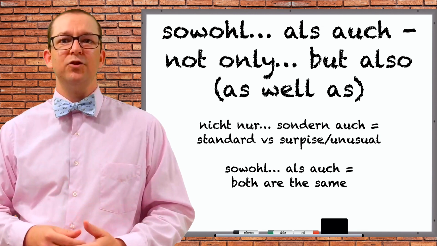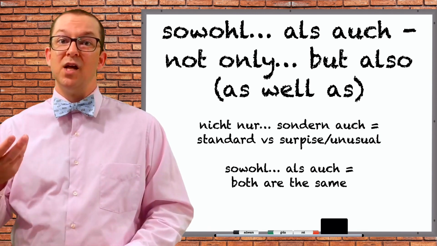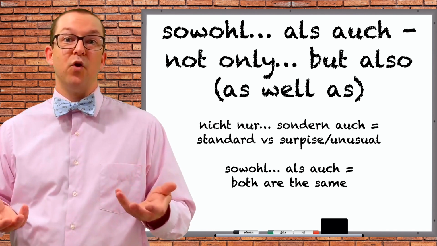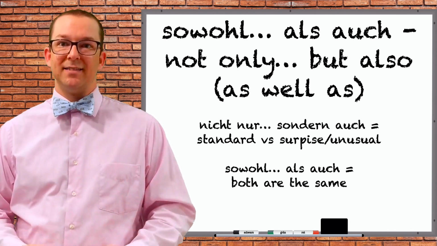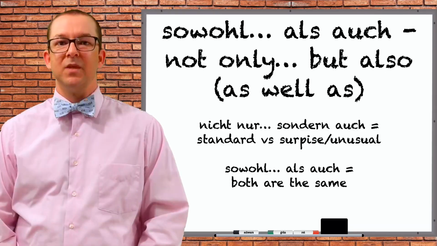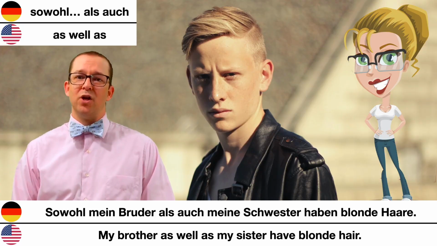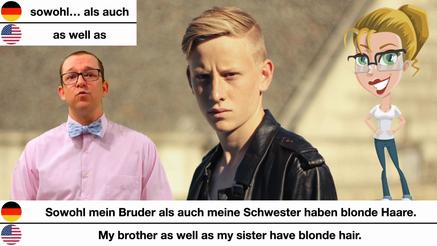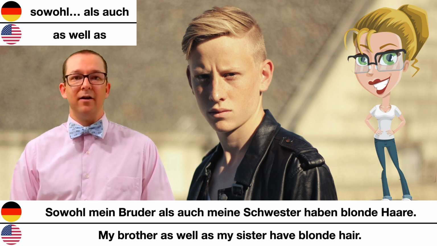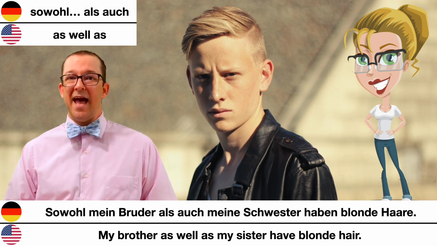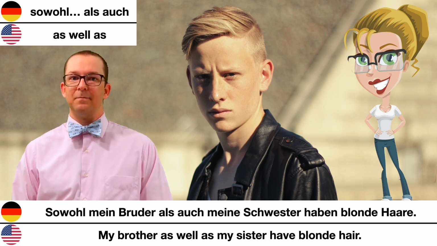The difference in English could be expressed by the difference between nicht nur, sondern auch, not only but also, and sowohl als auch, as well as. For example, sowohl mein Bruder als auch meine Schwester haben blonde Haare. My brother as well as my sister have blonde hair. If you switch the brother and the sister in this sentence, nothing happens, nothing changes in the meaning.